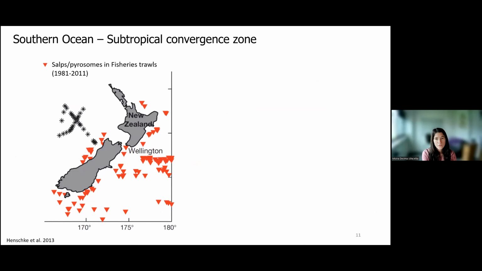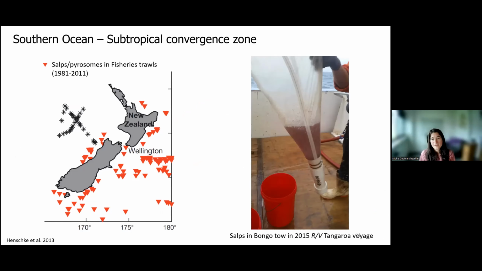And we also know from anecdotal evidence from when we've gone out on cruises that we recover these nets full of salps, that these organisms are kind of persistent features of the region. And we also know, because there are a number of fish species that feed exclusively on gelatinous zooplankton, we know that salps are a recurrent feature over the Chatham Rise.